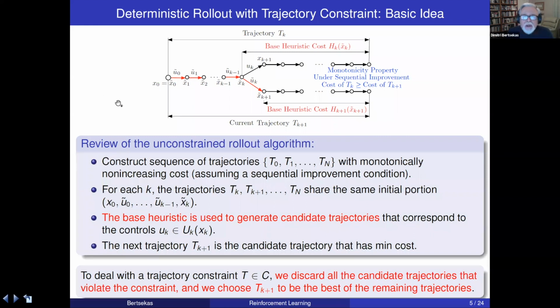So this is the constrained rollout algorithm. And I'm going to illustrate now with the traveling salesman problem.